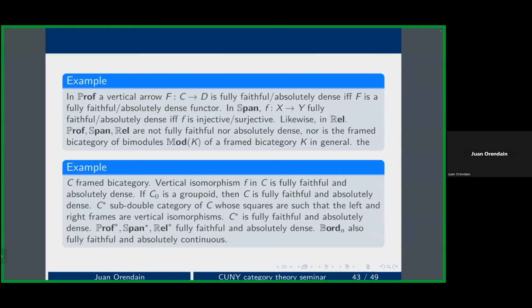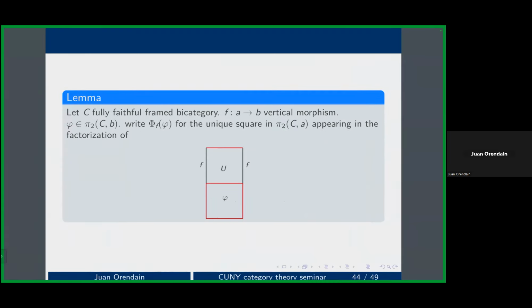Also, for a frame bicategory C, you can consider the collection of all the squares such that the left and right arrows are fully faithful or absolutely dense. That will be a fully faithful or absolutely dense sub-frame bicategory, and that will satisfy a very nice universal property. And you can always do that for every double category. So that will give you a bunch of examples of fully faithful and absolutely dense frame bicategories.